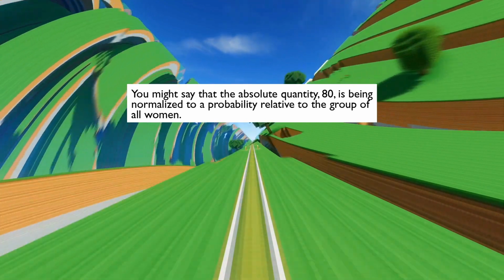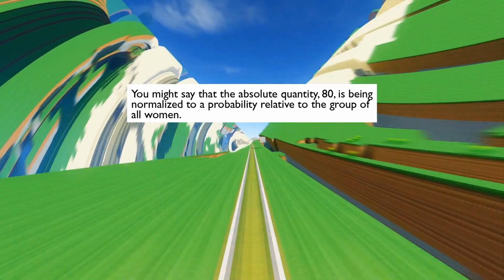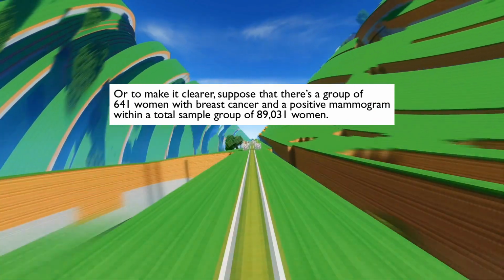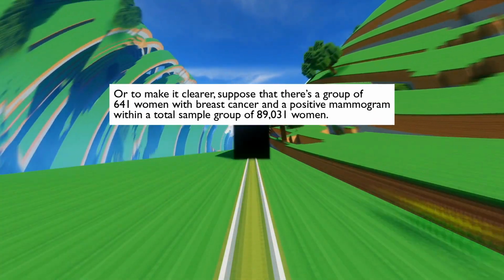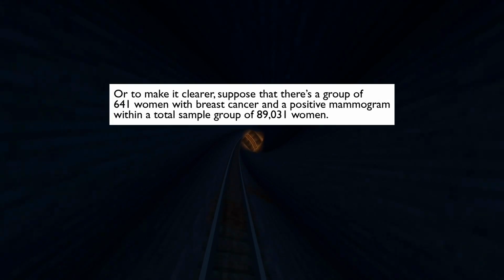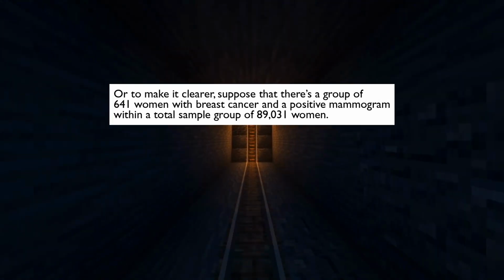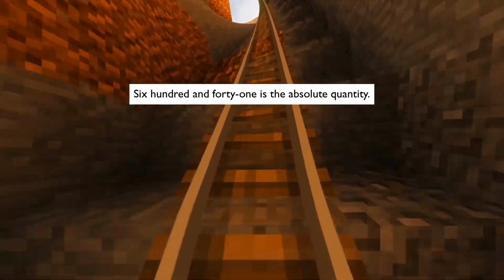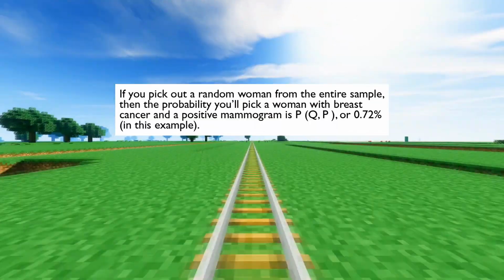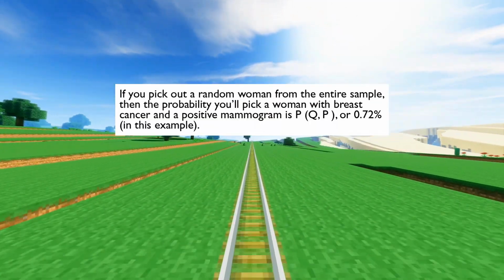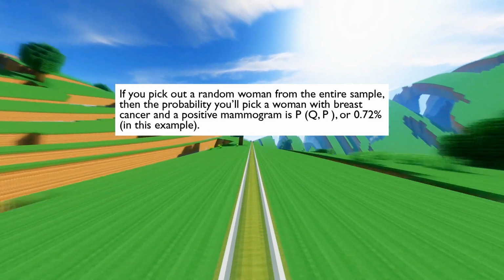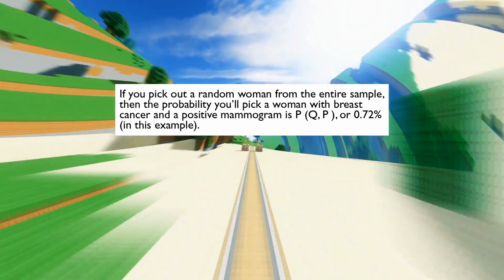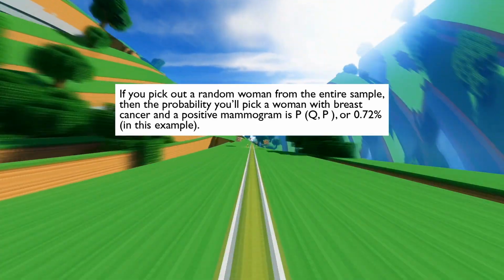You might say that the absolute quantity, 80, is being normalized to a probability relative to the group of all women. Or to make it clearer, suppose that there's a group of 641 women with breast cancer and a positive mammogram within a total sample group of 89,031 women. 641 is the absolute quantity. If you pick out a random woman from the entire sample, then the probability you'll pick a woman with breast cancer and a positive mammogram is P(Q,P), or 0.72%, in this example.